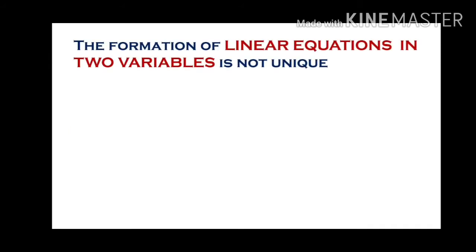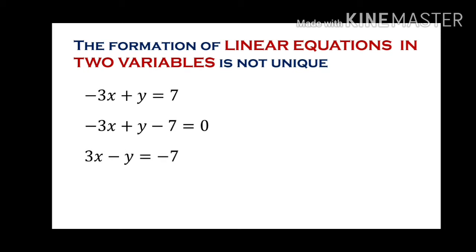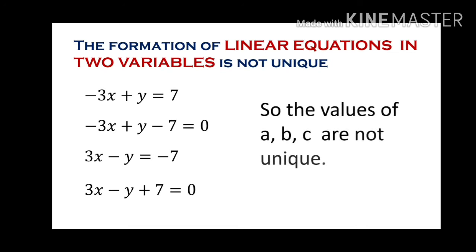Now, the form of a linear equation in two variables is not unique. That means, suppose we have an equation like minus 3x plus y equals 7. The same equation I can write as minus 3x plus y minus 7 equals 0, because the 7 on the right side has been shifted to the left side. So, we get another form, but both represent the same equation. Or else we can change the sign of all the terms, so that minus 3x has become 3x. So, 3x minus y equals minus 7, or else 3x minus y plus 7 equals 0. So these are the four forms for the same equation. That means the values of a, b, c are not unique.